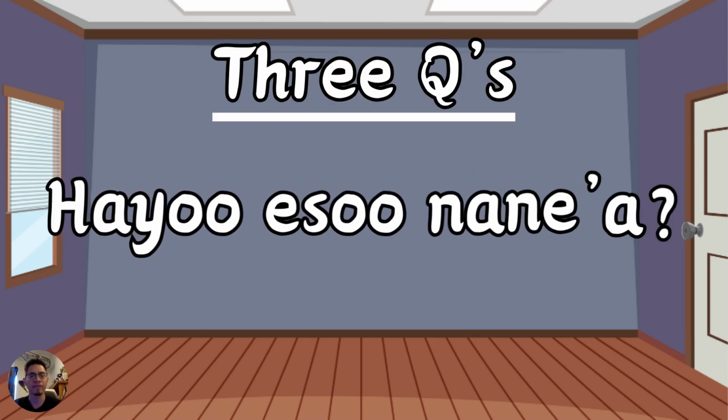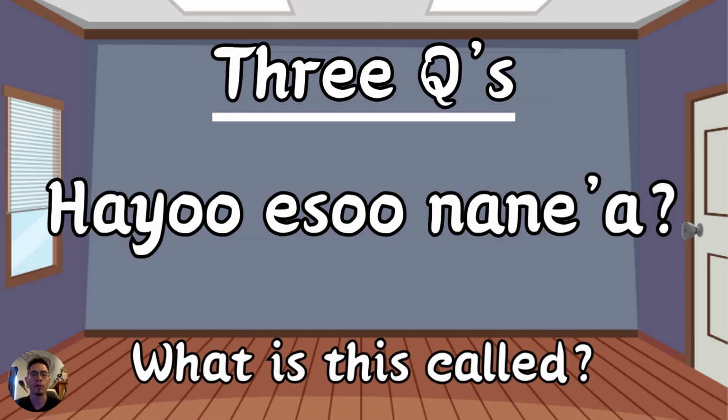Okay. So the first question, what is this called, is Hayu ishunani a. What is this called? This word hayu is an interrogative meaning what. Ishu, we learned this many times before in different classes, means this. And finally, nani a means called. What this called, which is what is this called.